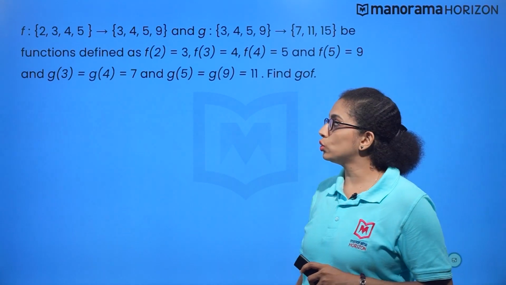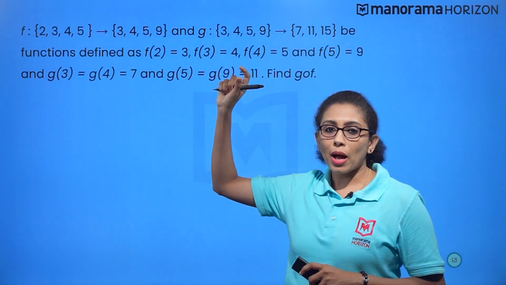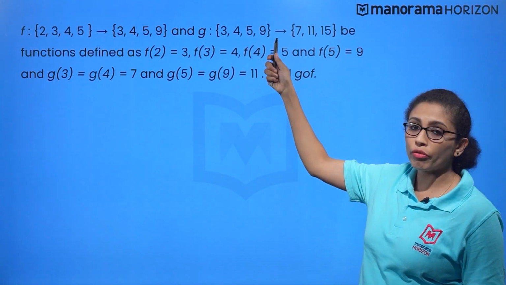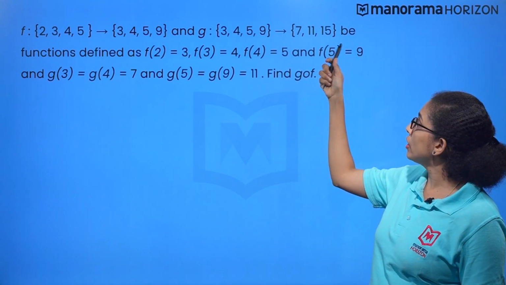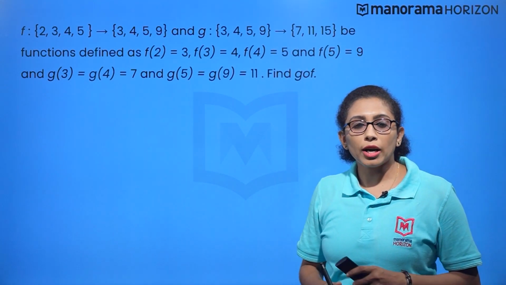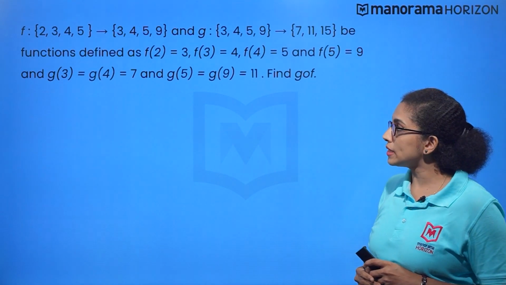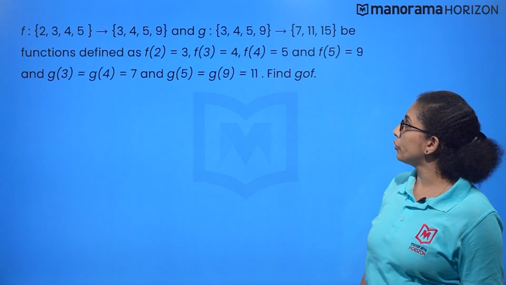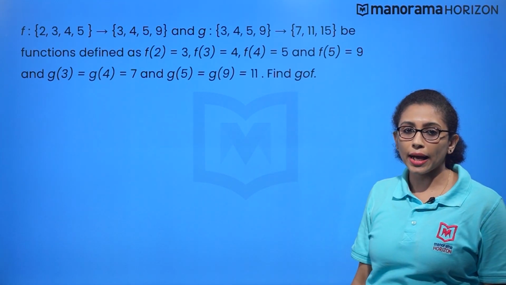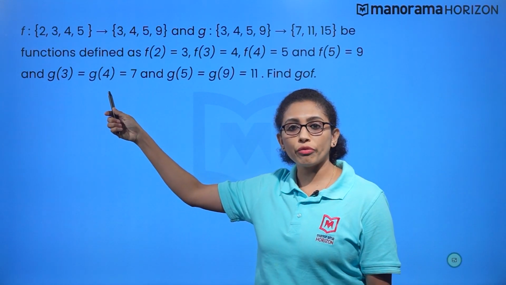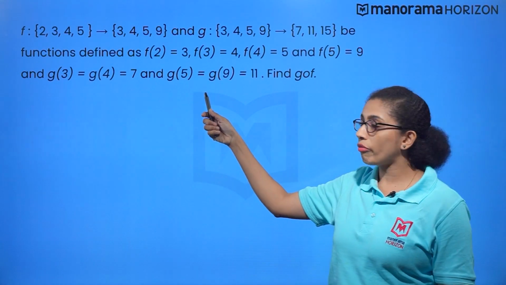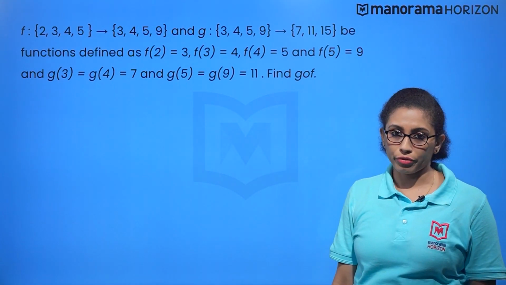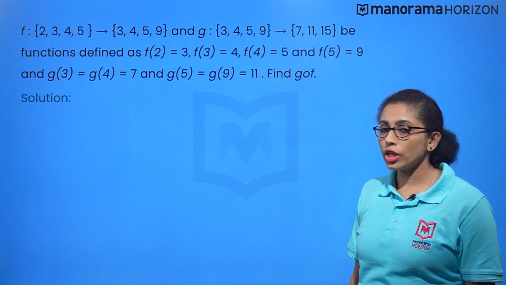Let f be the map from {2, 3, 4, 5} to {3, 4, 5, 9}, and g be the map from {3, 4, 5, 9} to {7, 11, 15}, defined as f(2) = 3, f(3) = 4, f(4) = 5, and f(5) = 9, and g(3) = g(4) = 7, and g(5) = g(9) = 11. Find g of f. Let's see the solution.